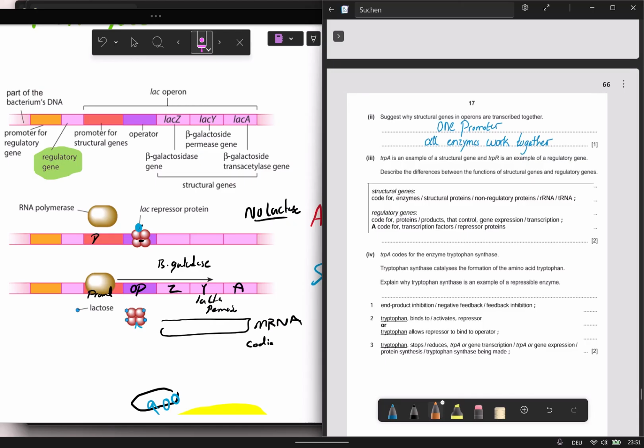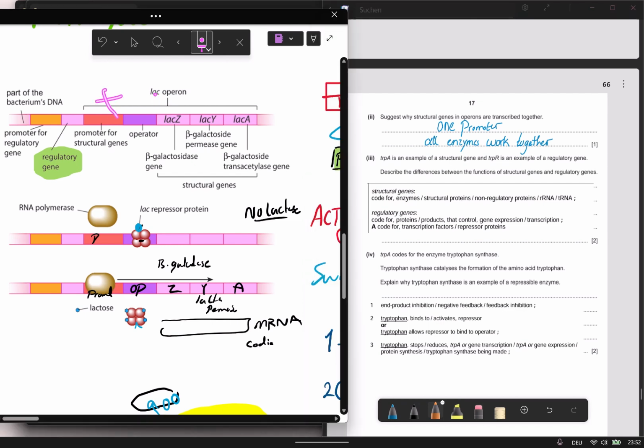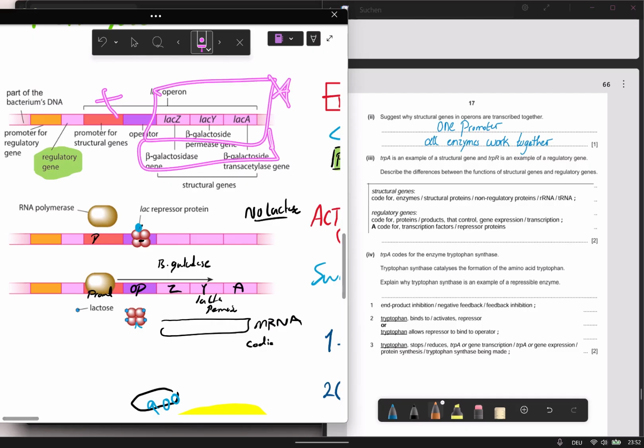Okay. Now, if you completed this, this is an easy question. Suggest why structural genes in the operon are transcribed together. So something you should know is whenever we activate this lac operon, all those 3 genes get activated together. They all get transcribed and synthesized. It's because we have one promoter, so when the RNA polymerase passes, it can only pass all of those in the same direction.